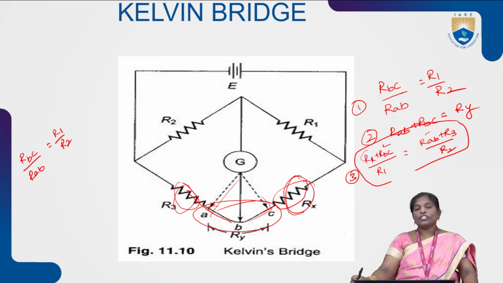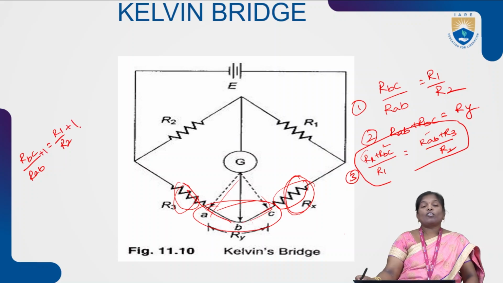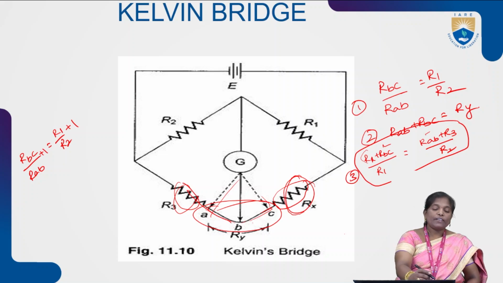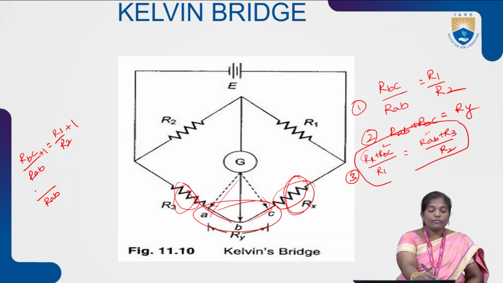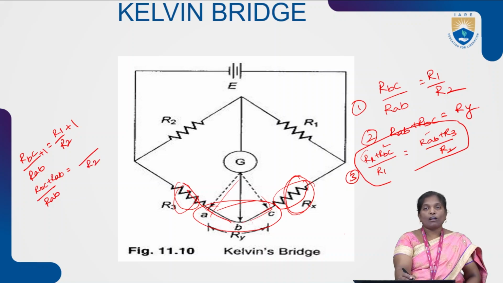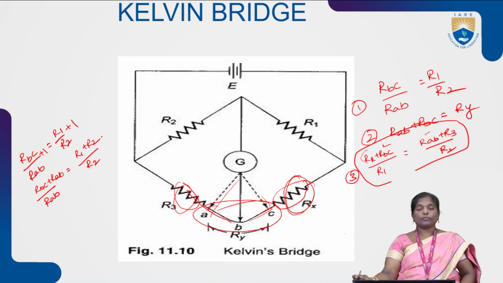To solve this equation, add plus 1 on both sides. After simplification, we have the LCM as RAB on the left-hand side, then RBC plus RAB, which is equal to, by taking the LCM on our right side, that is R2, then R1 plus R2.